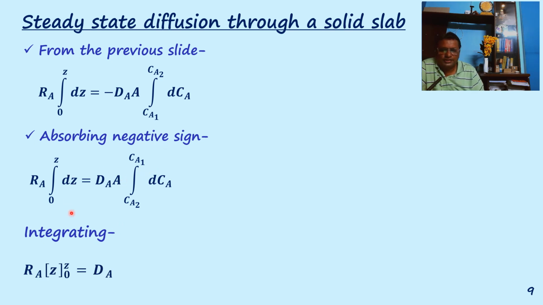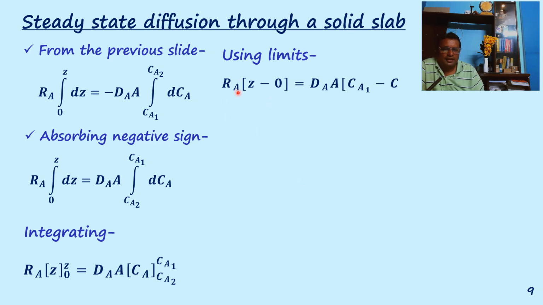And now you just integrate it. So integration of dz is z. So it will be Ra z, limits 0 to z, that is equal to dA into A Ca, limits Ca2 to Ca1. And finally you just use the limits. So you have Ra into z minus 0, that is equal to dA into A into Ca1 minus Ca2. If you rearrange it, z minus 0 is z, so it will be Ra into z, that is equal to dA into A into Ca1 minus Ca2.